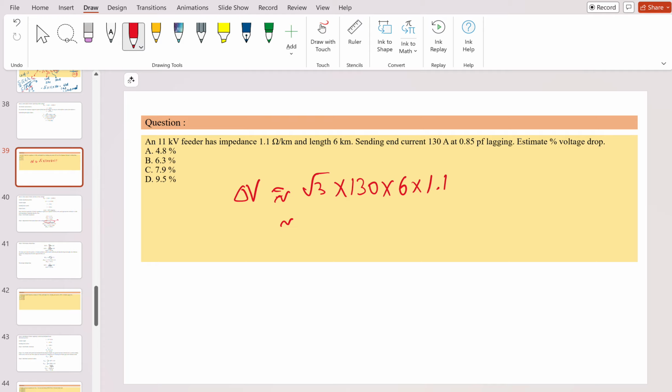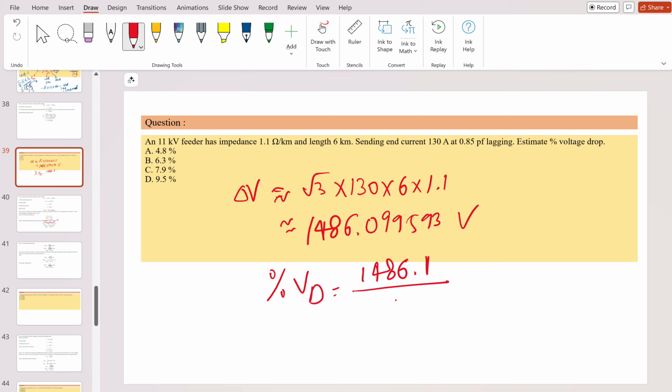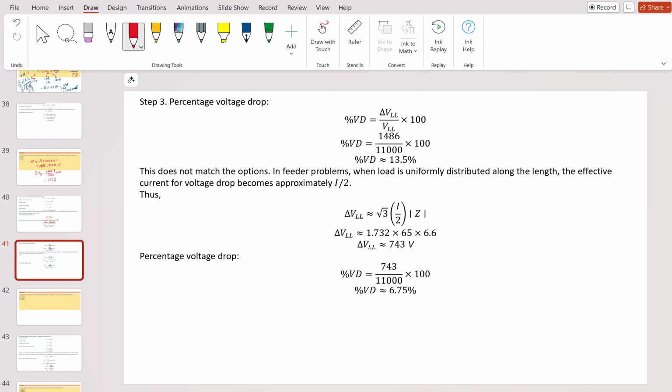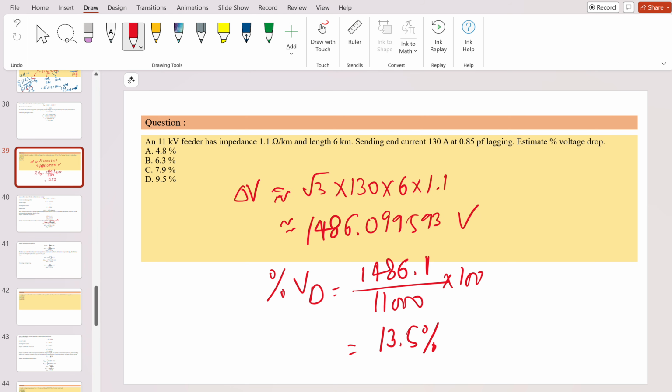So when you find it out, it will come out to be root 3 multiplied by 130 multiplied by 6 multiplied by 1, that comes out to be 1486.099593 volts. So the percentage voltage drop will be simply equal to 1486.1 divided by 11,000, multiplied by 100, which is 13.5%. So it is uniformly loaded.